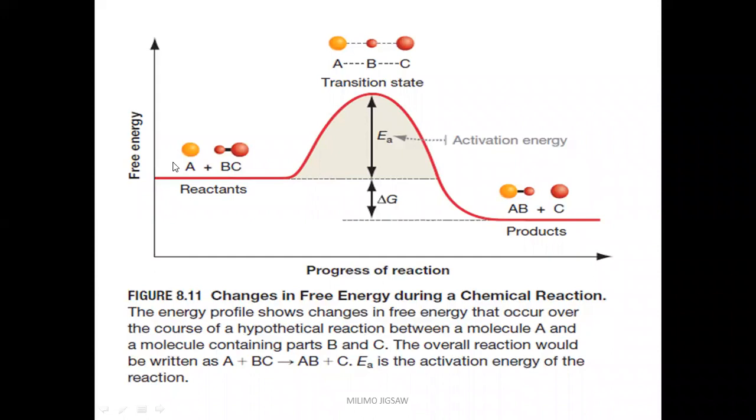So this diagram is simply showing the changes in free energy which occur over the course of this reaction. This is just a hypothetical reaction between molecule A and molecule BC. So when we write the reaction, we write it as A plus BC gives us AB plus C. Remember, this is Gibbs free energy.